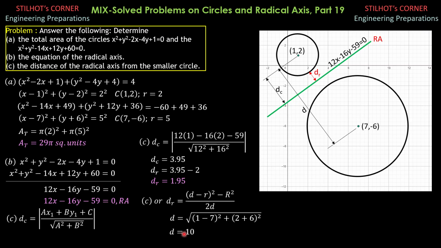Having found d, substitute into this formula. Take note that small r is 2, big R is 5, and d is 10. So d sub r is equal to quantity 10 minus 2 squared minus 5 squared, all over 2 times 10. This is 8 squared, 64 minus 25, that's 39. 39 divided by 20, so that's 1.95. So that's it for this video.